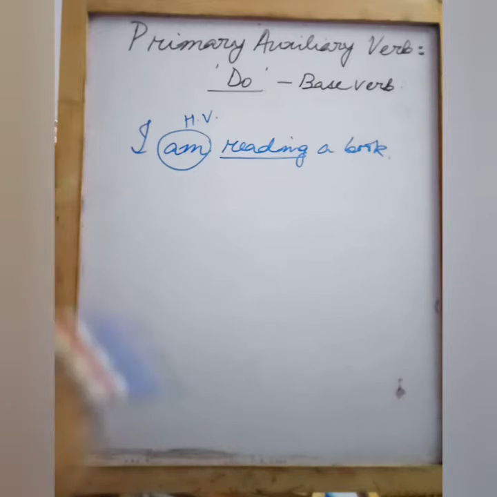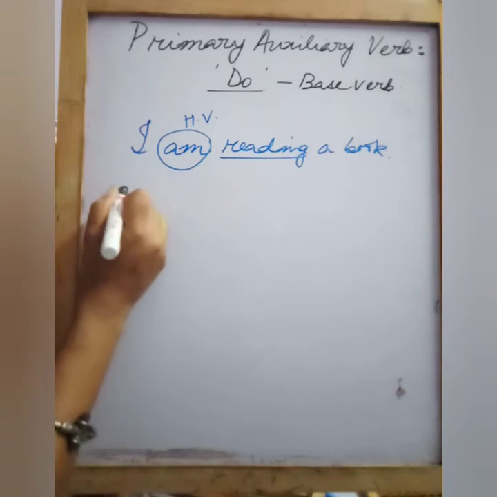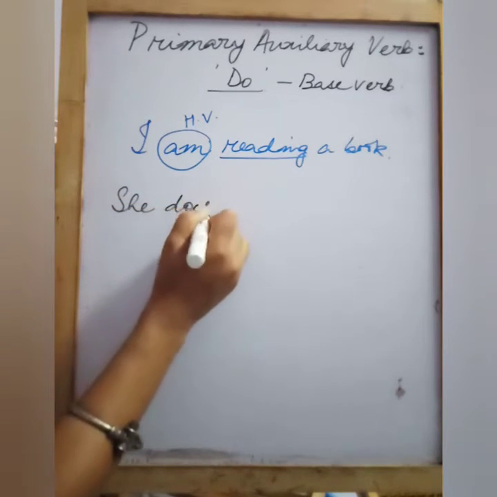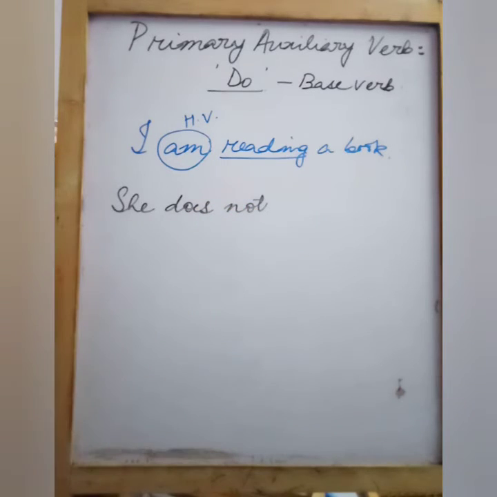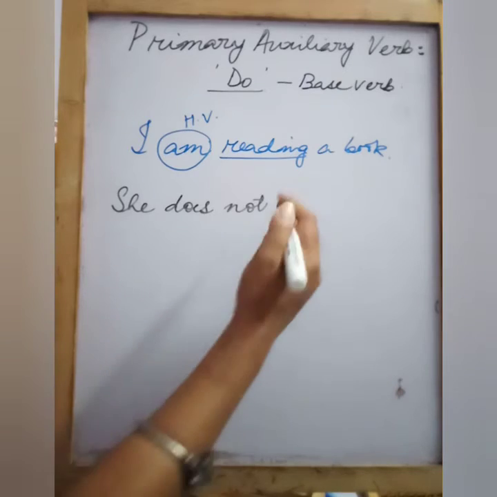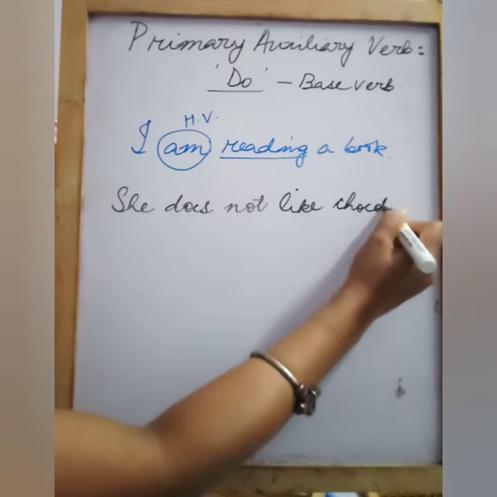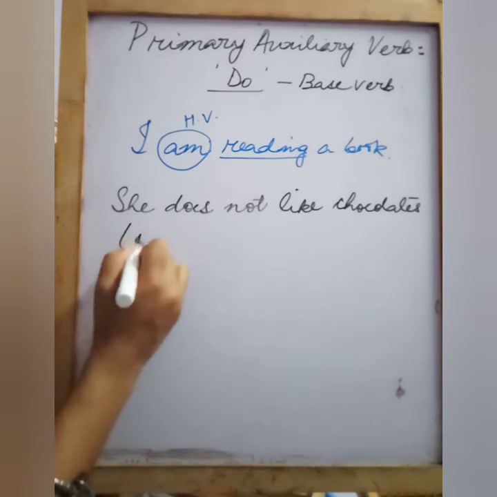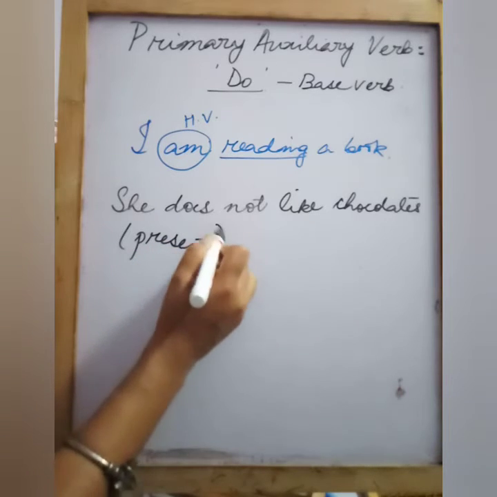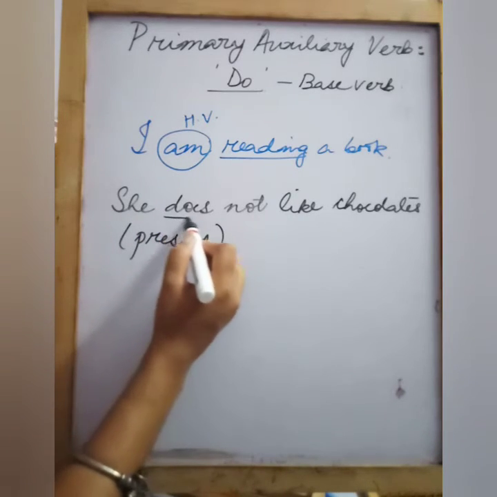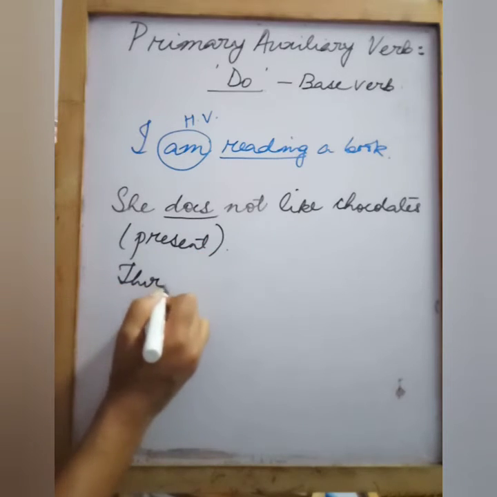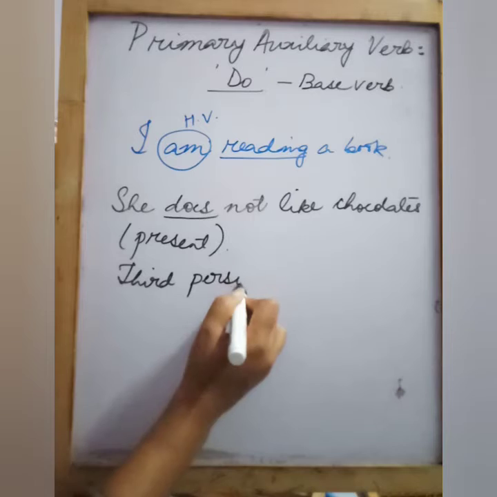So, by using do, suppose I want to make a sentence. We can use the forms of do. How? Let's see. She does not like chocolates. Fine. This is the present tense. She does not. Now see one thing. Does is generally used with the third person singular.